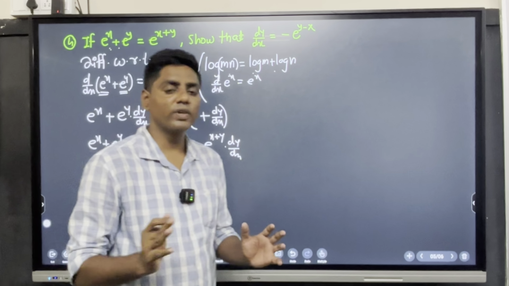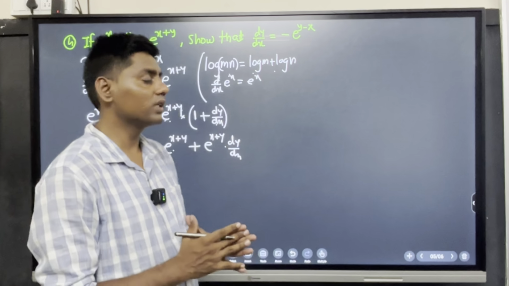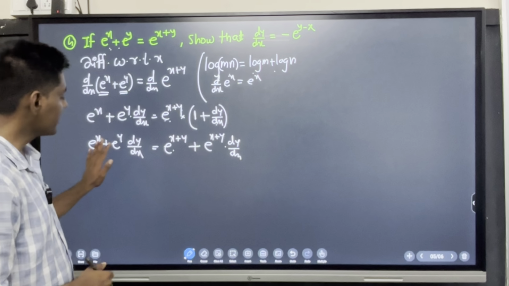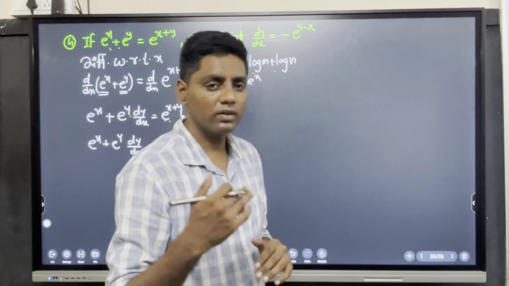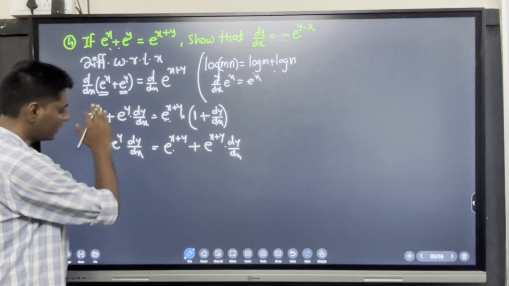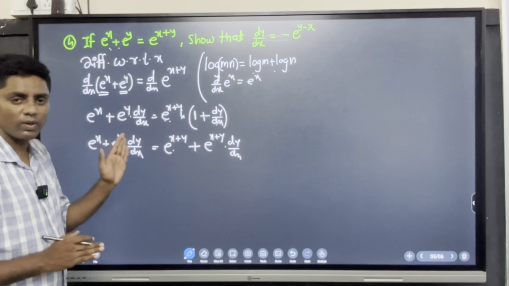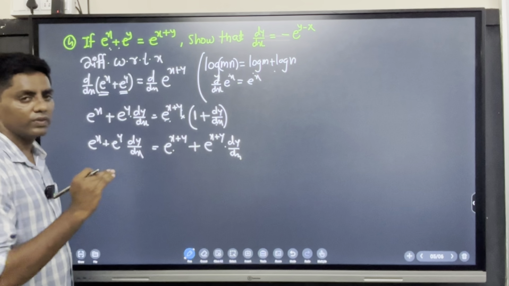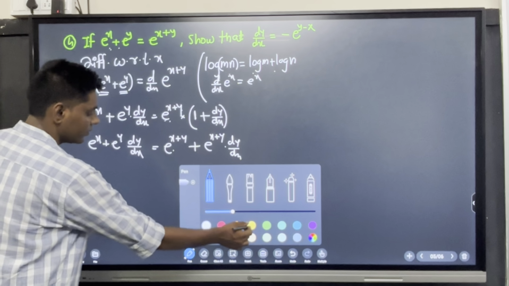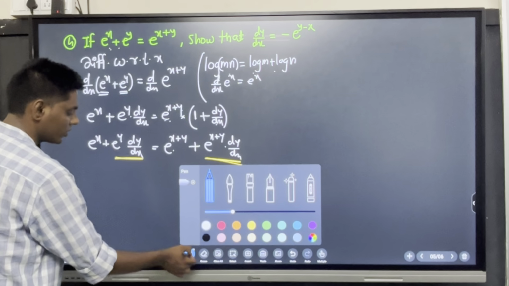Remember, when solving a question on an implicit function, after taking the derivative, it is very simple. On the left hand side take all the dy by dx terms, and on the right hand side write the terms without dy by dx. So now here this is a dy by dx term and this is a dy by dx term. So we write both terms.